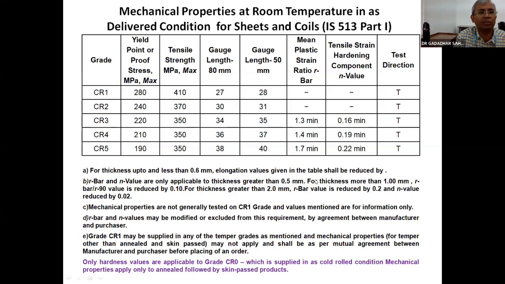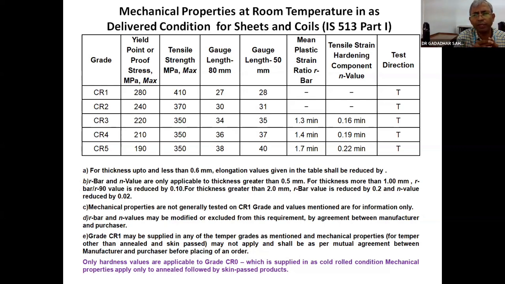Similarly, there is a requirement that if thickness is less than 0.6 mm, the elongation values given in the table shall be reduced by, I think, 4. It is just that the 4 unit was missed. So that way there are some requirements. Grade CRN may be supplied in any of the temper grades as mentioned in mechanical properties; for tempers other than annealed and skin passed, this may not apply and shall be by mutual agreement. Basically, the purpose is that the tensile test is given only for the annealed and skin passed condition.